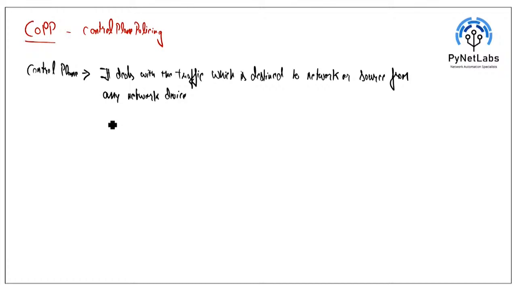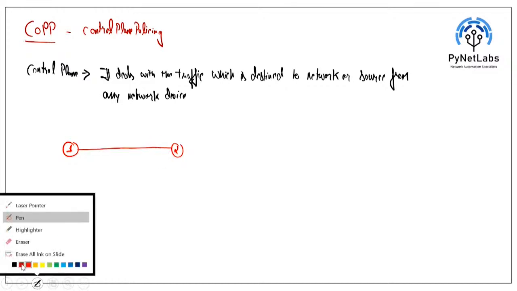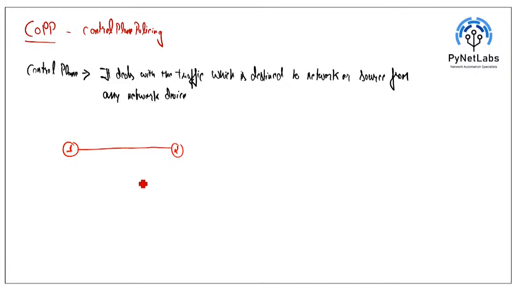You might have heard about the terms control plane, data plane, management plane. The control plane is one of them. Whenever we are talking about the control plane, there are possible threats related to it, and we need to see how we are going to prevent those threats. Let's take one simple scenario to understand. Let's say I have two routers, router one and router two, and both are connected with each other. Once two routers are connected, they are definitely going to generate some kind of traffic.